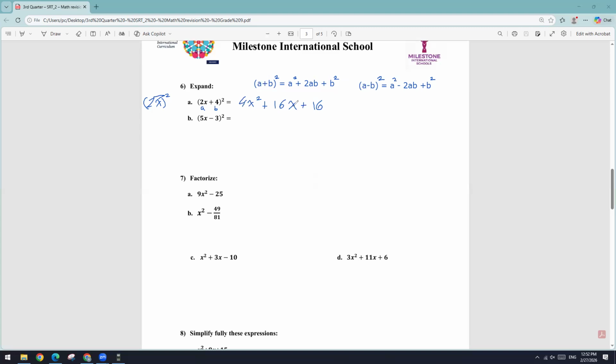Now the second one is minus. We do the same thing. a squared, what is (5x) squared, which means 5x times 5x, 25x squared. Now, because this is minus, I'll put minus 2 times a times b. 2 times 5x, 10x, times b, which is 3, so 10 times 3, 30x. And then the last one, we said it's always plus. So plus 3 squared, what is it? It's 9.